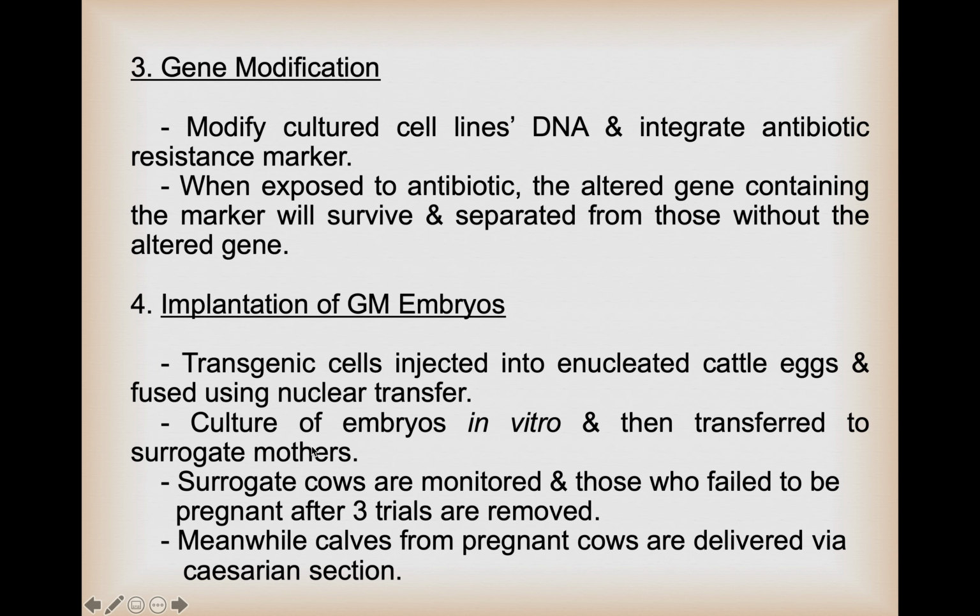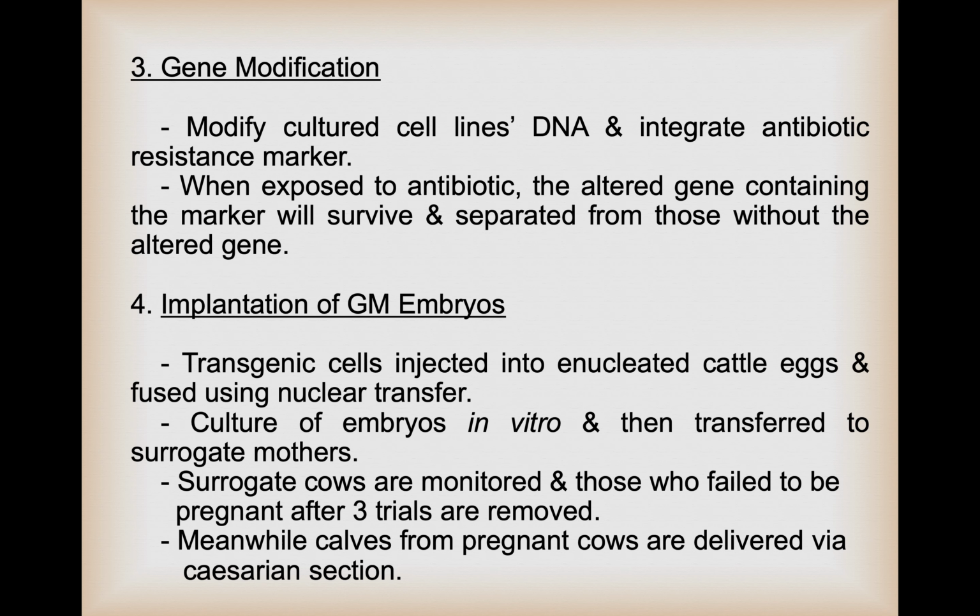So the next thing to be done is gene modification from the DNA, whereby modified cultured cell lines DNA are done and integrated with an antibiotic resistance marker. So when exposed to this antibiotic, the altered gene containing the marker will survive and of course be separated from those without the altered gene. Step 4.